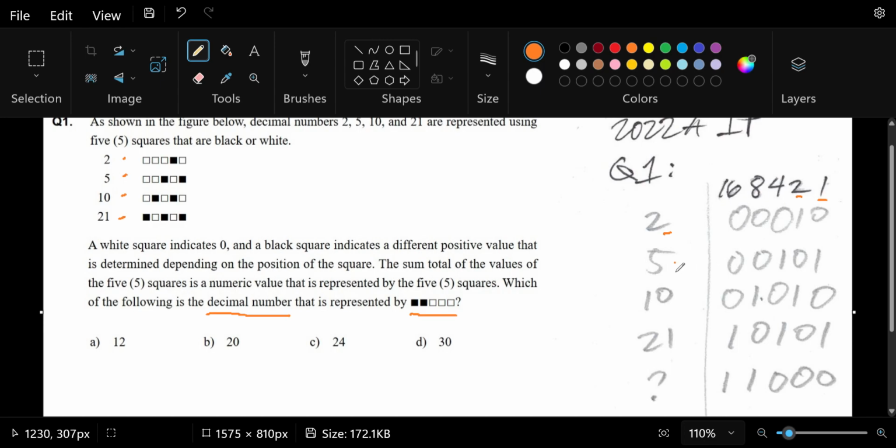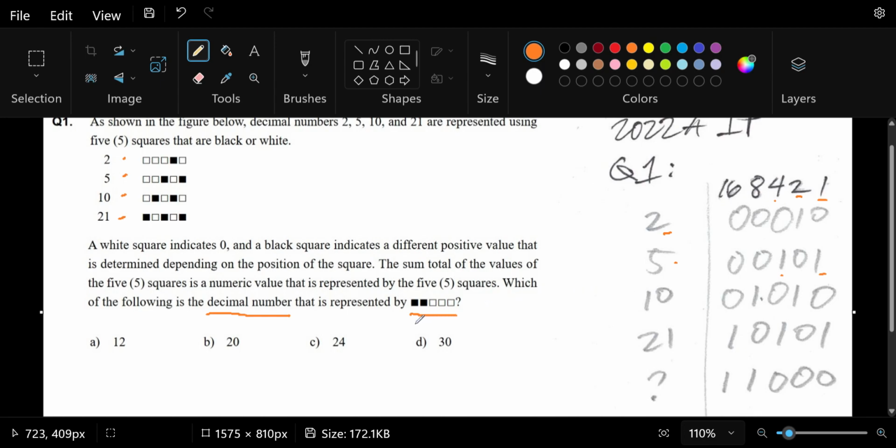Therefore, if we want to get 5, we need to put a 1 on the first column on the rightmost, and also the third column, because the third column, its decimal value is 4. And so if we have 4 and 1 together and we add them, we get number 5. That's the decimal number 5.